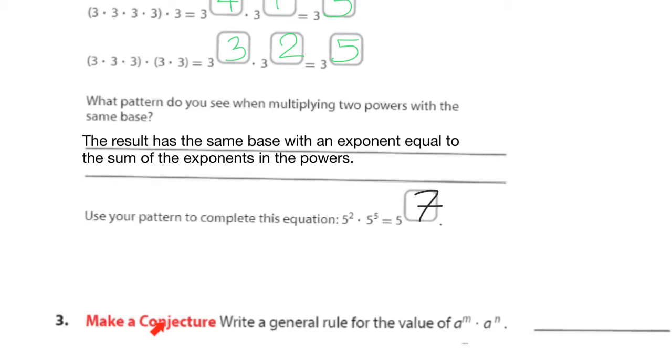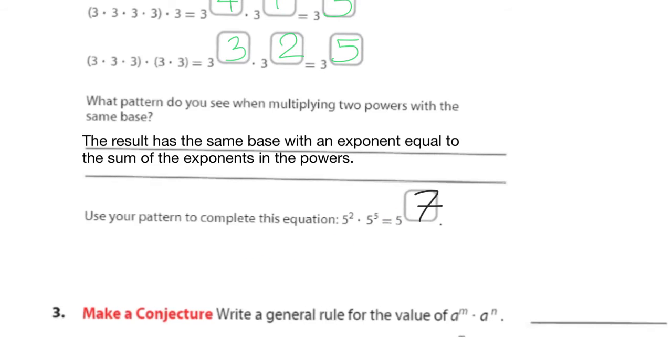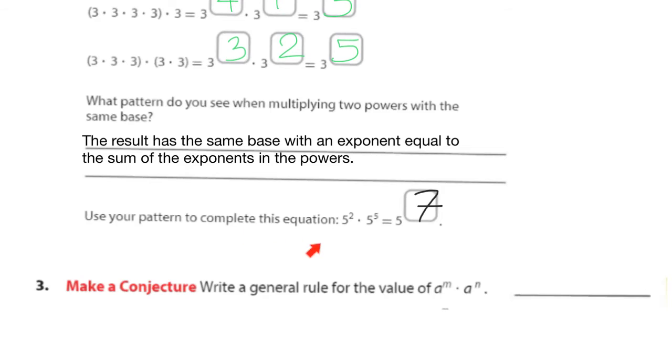Okay, make a conjecture. This is actually found on page 35, but I put it here because it went with this page. So if you have the same base, in this case they're using an A, and you have an exponent of m and an exponent of n, what do you do with the exponents again? How did we get that 7? That's right, we added them. So this is going to be the rule here. This rule is going to say you're going to take the base, keep it the same, and then you're going to add m plus n.